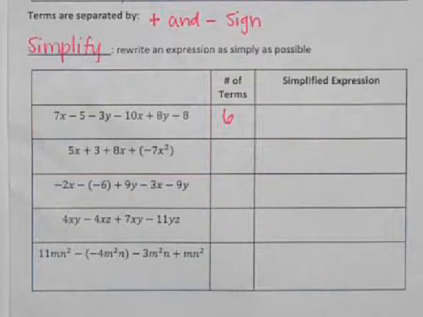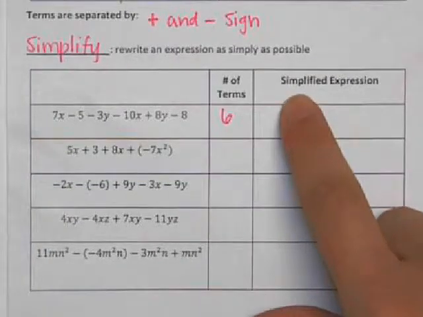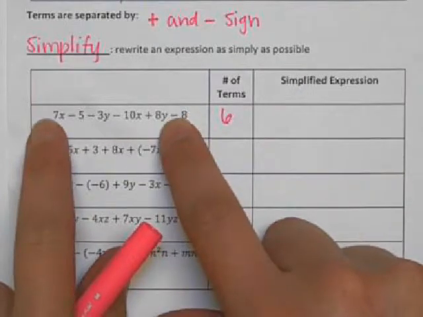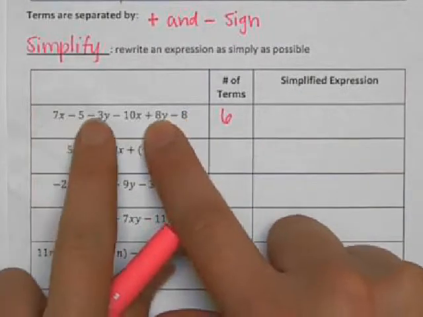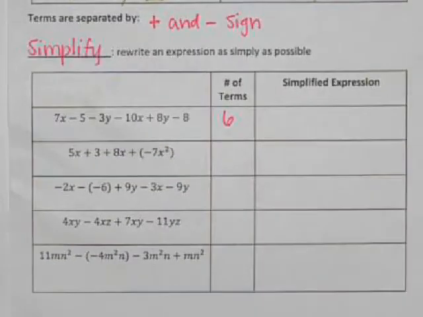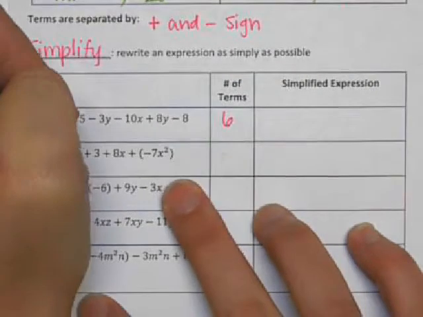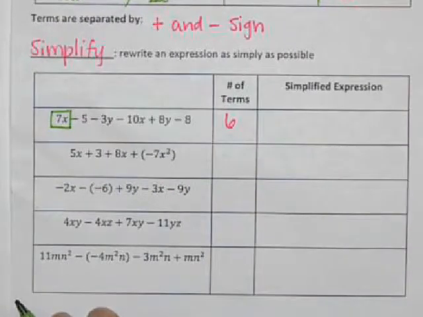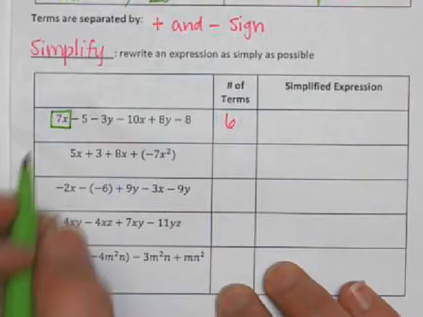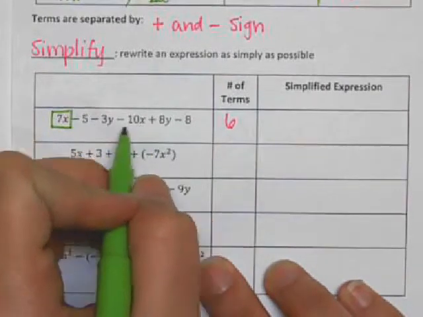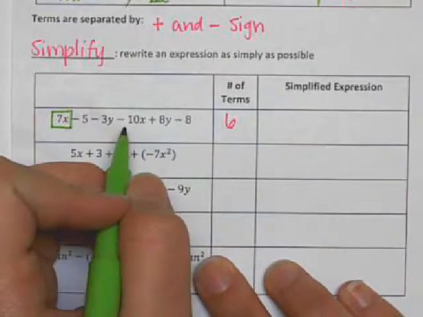Okay, and I want to simplify this as simply as possible. So I'm going to take it as 6 terms, and I'm going to see what's the fewest amount of terms that I can write over here by combining them, combining the like terms. So what I'm going to take is this 7x, and I'm going to put a box around it. And I'm going to ask myself, what is a like term with 7x? Well, 7x and 10x, they both have the same variable. They both have x.